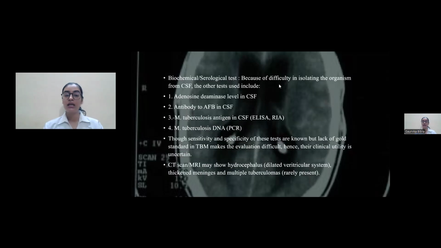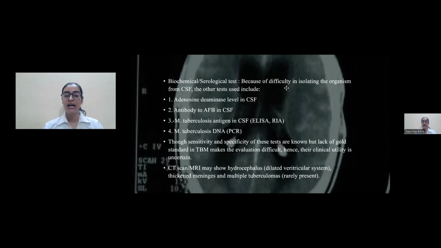Now there will be serological or biochemical tests, and we'll see the adenosine deaminase level in the CSF. We'll look for antibodies to AFB in CSF, and M. tuberculosis antigen in the CSF. We can do ELISA for that. We can do a PCR test. Then CT scan and MRI could be done to show hydrocephalus, thickened meninges, and multiple tuberculomas.